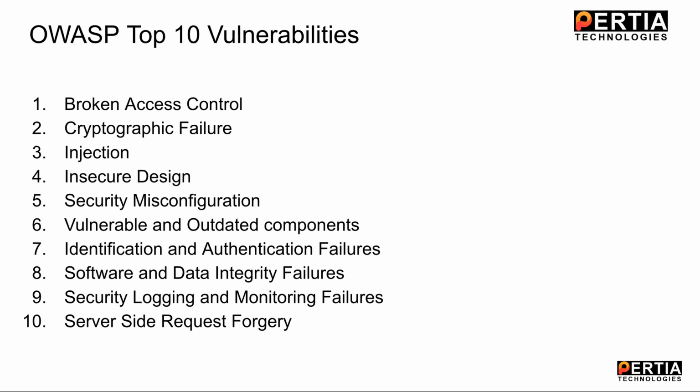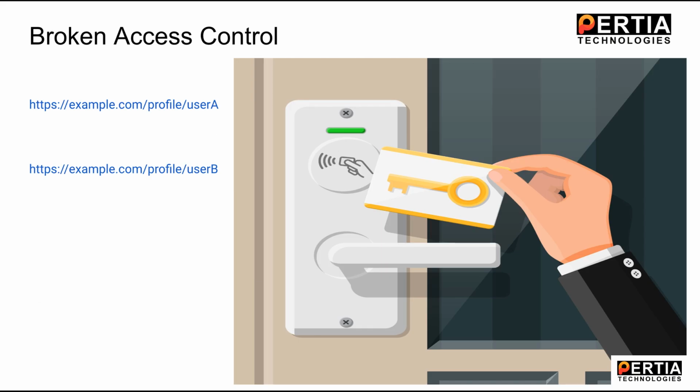Our first stop is broken access control. Think of it as having a weak lock on your front door. If your authentication isn't robust, attackers can easily break in, impersonate users, and access sensitive data.